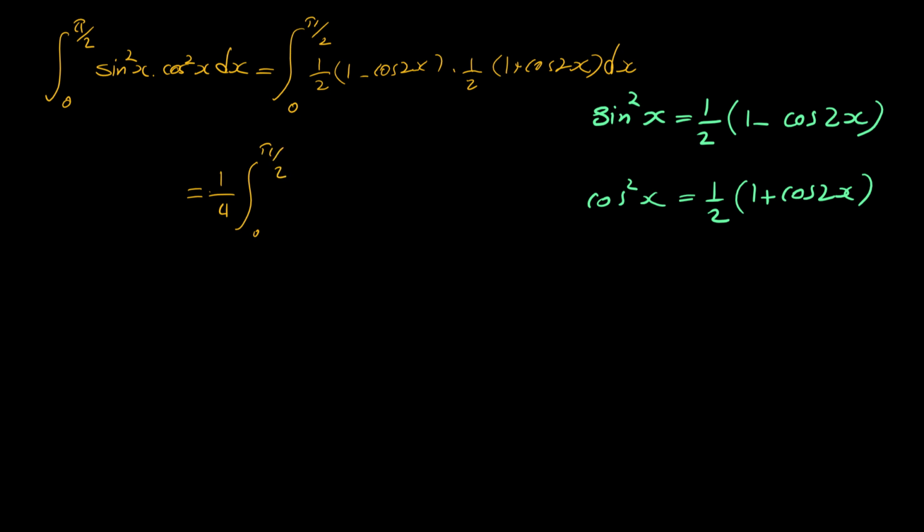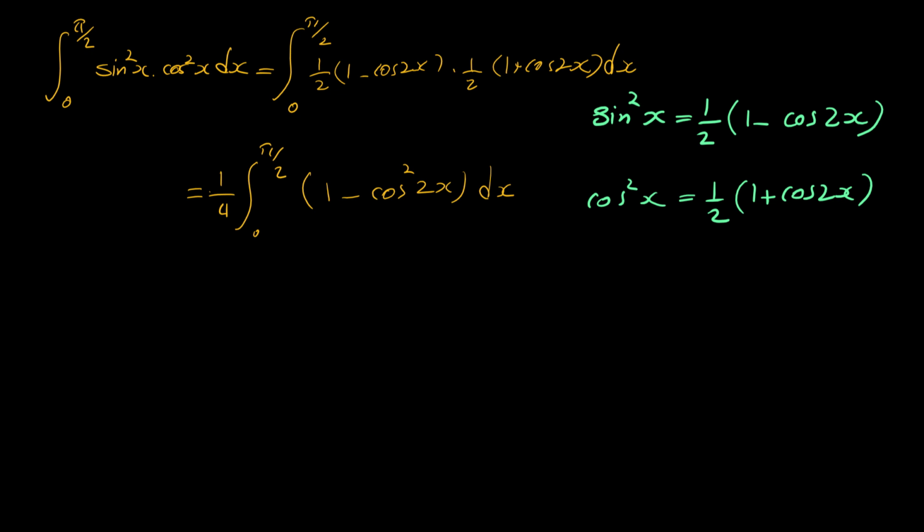If you multiply these two brackets by each other, if you pay attention, this is like a minus b, and this is like a plus b. A minus b times a plus b is a squared minus b squared. So when we multiply these two brackets by each other, we have 1 squared, which is 1, minus cosine squared of 2x.